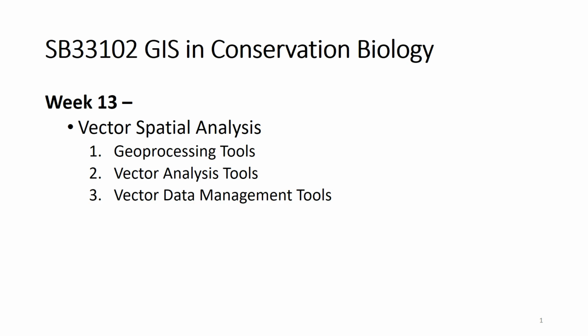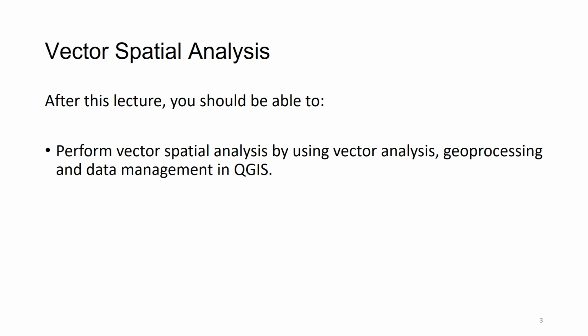Then after that, you also can do some data management for your vector data. You can merge data. So after this, what you need to do is perform a vector spatial analysis using vector analysis, geoprocessing, and data management tools. So you're not going to use all raster and all vector in your project. Okay. Of course, if you want to do that, I will encourage you to do that. But you need to use a minimum number of the tools. Okay. I will let you know how many tools you need to use in your project.